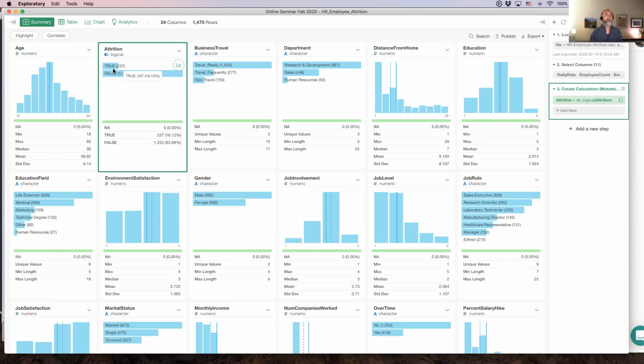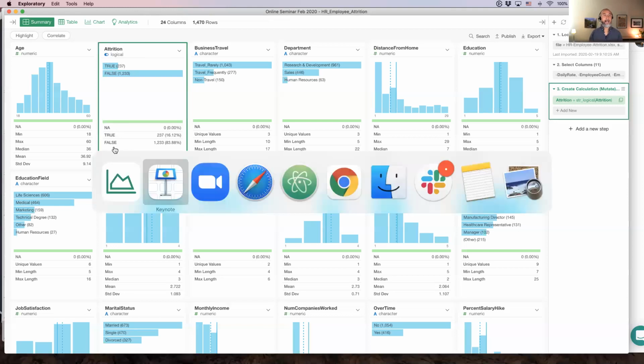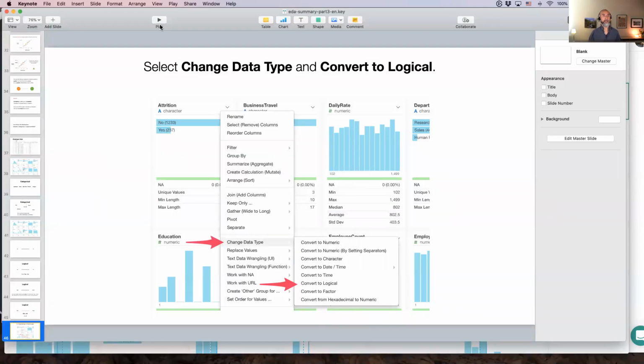Now we know 237 out of 1,470 people have left the company, and the others haven't. That's about 16% of the people in this data who left the company. Now we want to understand this information: what type of people leave and what type of people don't leave. We want to understand the tendency or difference between those two groups, and that's really today's topic. Okay, let's get back to the slide.